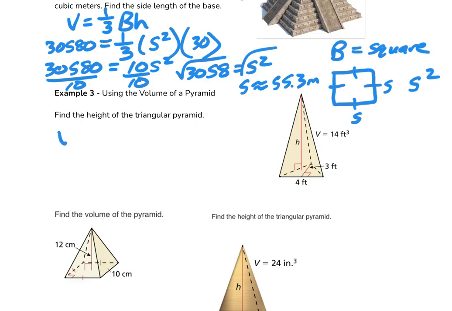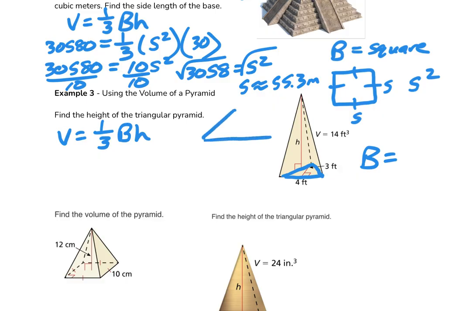Okay, once again, we have a pyramid. So we're going to start off with the formula, 1/3 big B times h. Anytime we have a pyramid and we're finding the volume or doing something with the volume of that pyramid, same formula, 1/3 big B times h. In this case, big B is what kind of base? It's a triangle, okay? I always kind of like to highlight the base so we can see it.